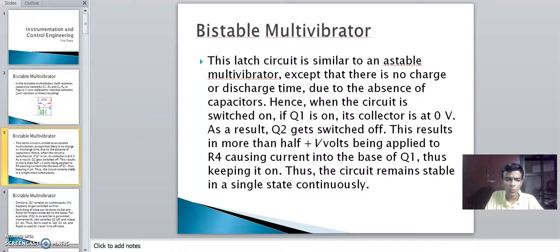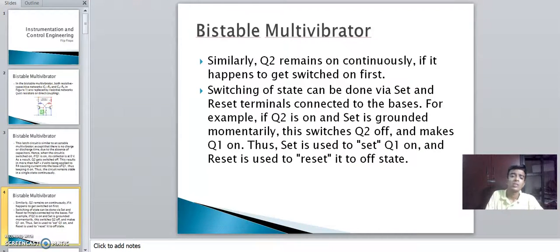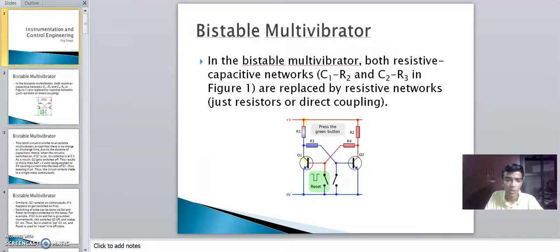Similarly, Q2 remains on continuously if it happens to get switched on first. Switching off state can be done via set and reset terminals connected to the bases. For example, if Q2 is on and set is grounded momentarily, this switches Q2 off and makes Q1 on. Thus, set is used to set Q1 on and reset is used to reset it to off state. So in this diagram, set is used to turn on Q1 and reset is used to turn off Q1.